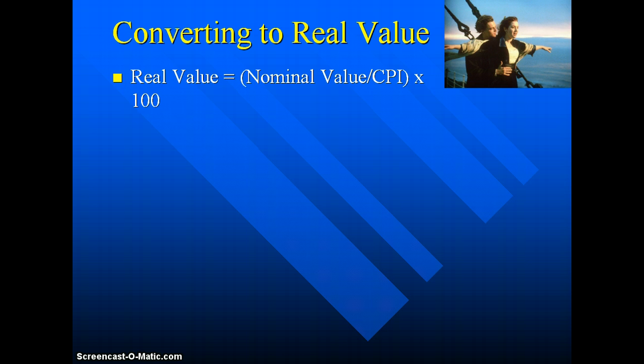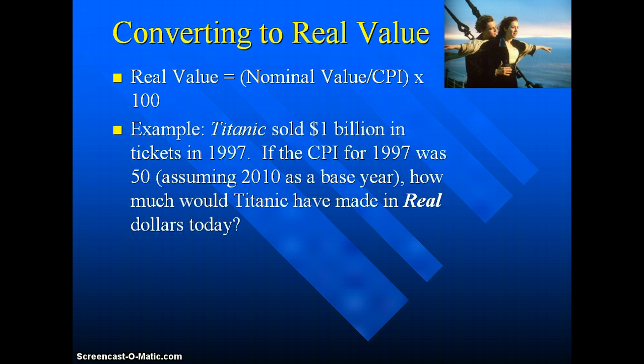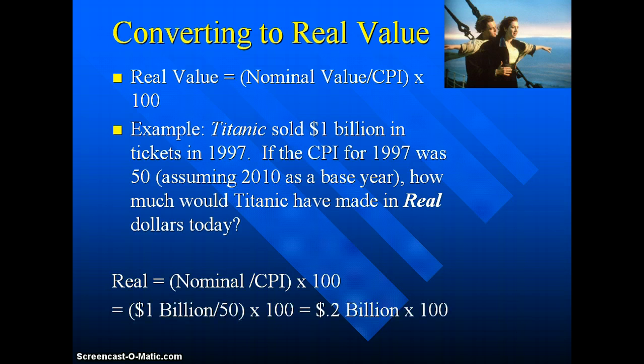It's real simple. The real value of that year is equal to the nominal value of that year divided by the CPI times 100. So, if Titanic sold $1 billion in tickets in 1997, if the CPI for 1997 was 50, and we're going to use 2010 as our base year, how much would Titanic have really made today? Well, real value is nominal divided by CPI times 100. So it would be the nominal, 1 billion, divided by the CPI, which was 50, times 100, which is equal to 0.02 billion times 100, which is equal to 2 billion.